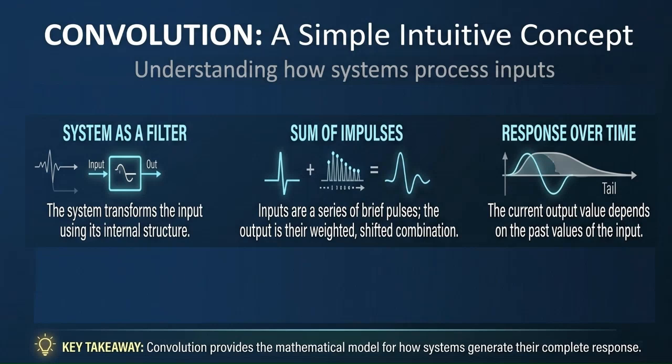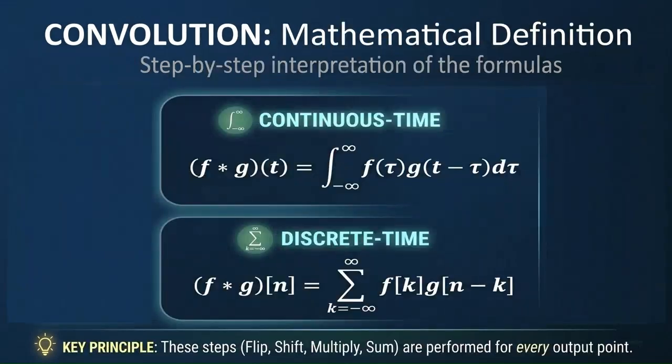Here is a very practical way to think about convolution. If you know two things, the input signal and the system's response to a very short impulse, then convolution gives you the complete output. So in practice, convolution answers this question. If I know the input and I know the system, what will the output be? That's why convolution is so important. It is the mathematics of system response.